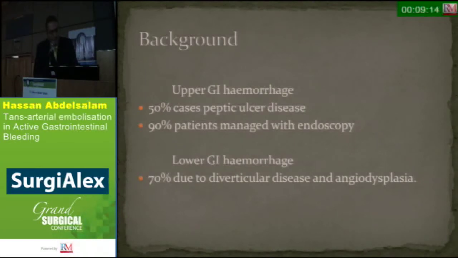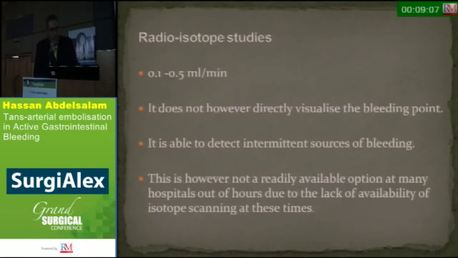Lower GI hemorrhage, and 70% is due to diverticular disease and angiodysplasia. Of course, endoscopy is the first line of management for GI bleed, but what if endoscopy fails? The imaging modalities for GI bleed include the radioisotope studies, the technetium-99 RBC scan, and it can detect as low as 0.1 to 0.5 millimeter per minute of bleeding.